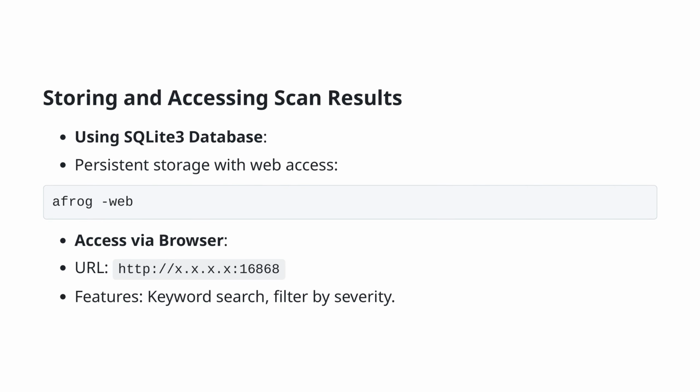Let's dive into storing and accessing the scan results. Using an SQLite 3 database ensures that your scan data is saved persistently and accessible through a web interface. To activate this feature, you simply need to run the command afrog-web. This will set up a local web server that you can access via your browser at the URL x.x.x:16868. The web interface provides handy functionality, including keyword searches and filtering results by severity. This makes it easier to analyze and manage your scan data efficiently.